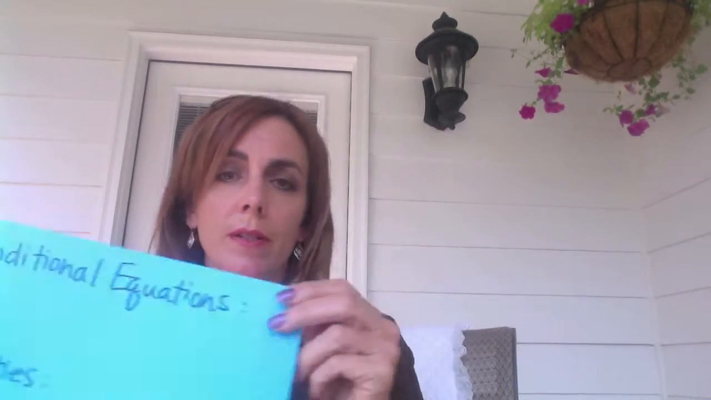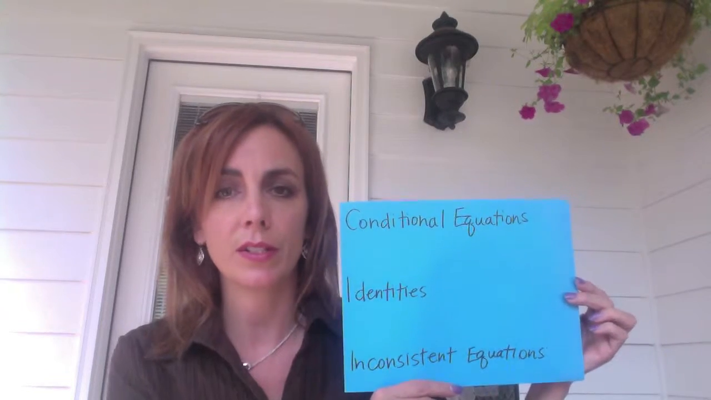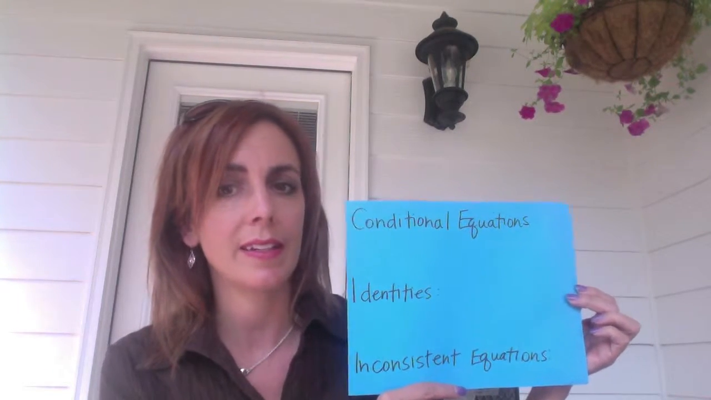There are really 3 different kinds of equations, and we're going to talk about these 3. Conditional equations, identities, and inconsistent equations. Really what this boils down to is this. Equations can be always true, equations can be sometimes true, or equations can be never true. Equations that are always true, doesn't matter what is substituted in for the variable, are called identities.